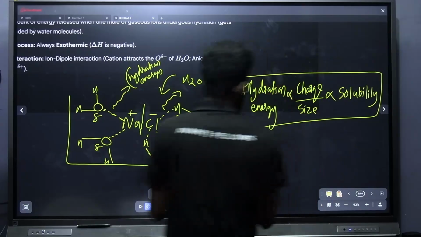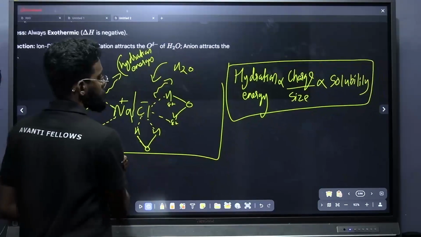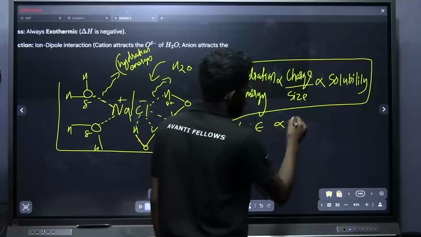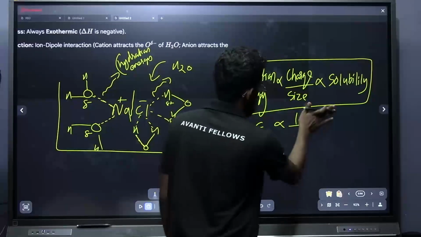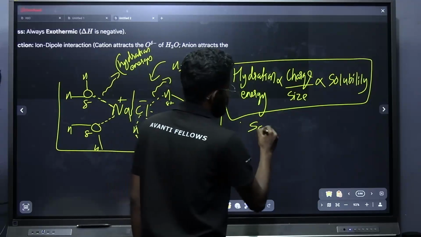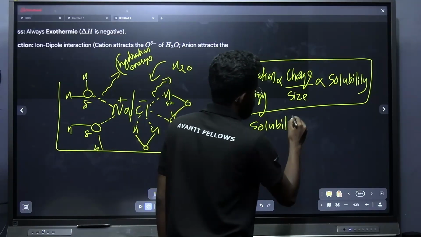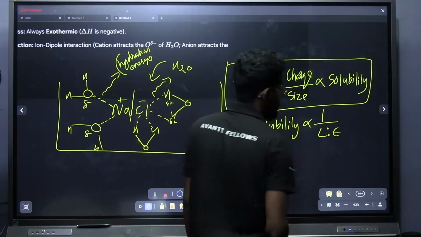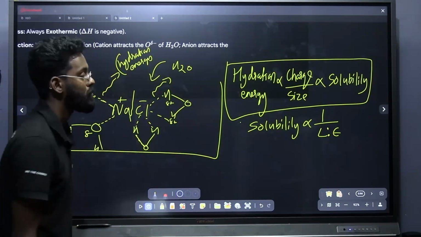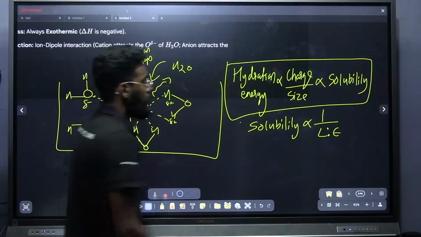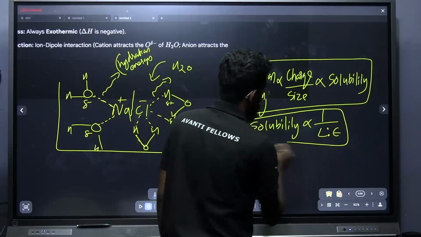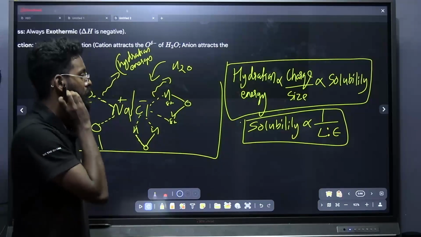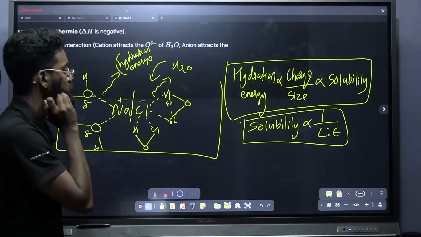And one more thing about solubility I want to say is lattice enthalpy. Solubility is inversely proportional to lattice enthalpy, and you can see the equation of lattice enthalpy and hydration enthalpy, both are the same. Then how can we decide the solubility?